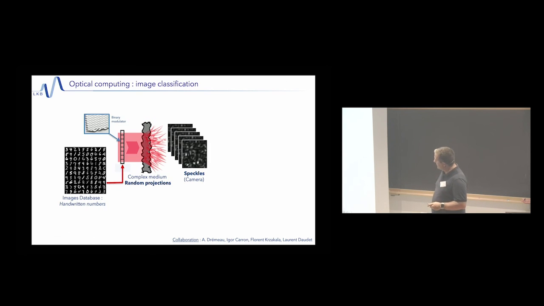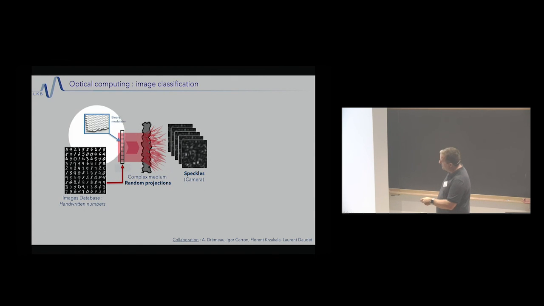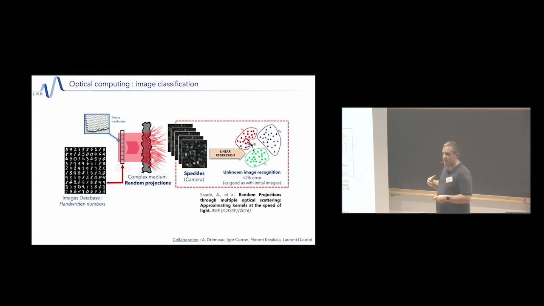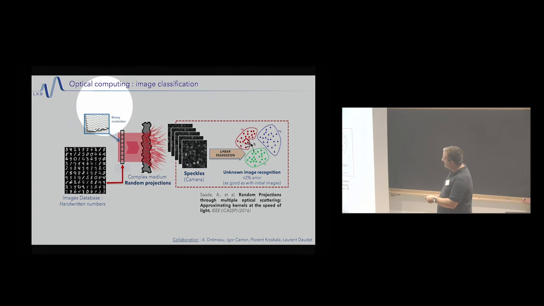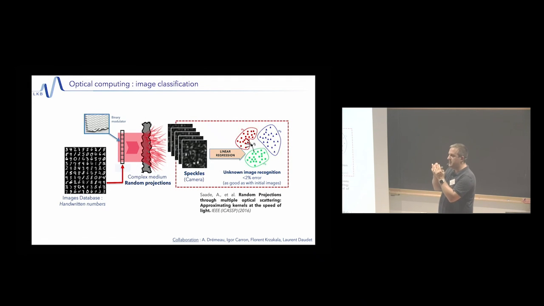What we did in the past was initially to do a simple classification scheme. It was work with Angélique, Igor Caron, Florent Krzakala, and Laurent Daudet, some colleagues at the time at ESPCI, where you basically display on your SLM, which is just a binary modulator, images, and each image gives you a speckle. The general idea is that you can classify as well with the speckle as with the original images. The speckle contains some information about the original images, and two images that are similar will give speckles that are also similar or correlated.